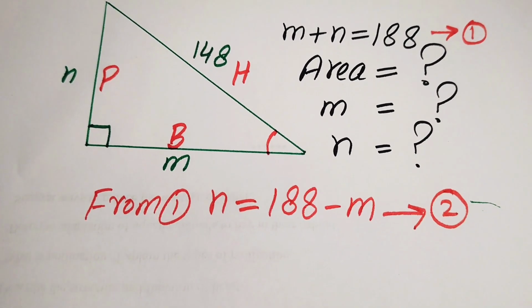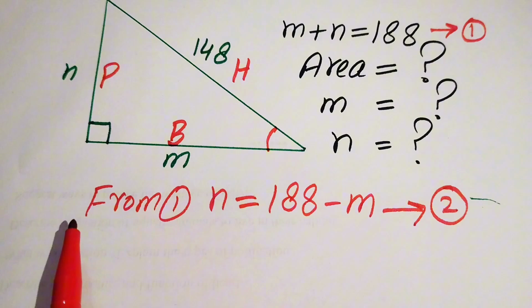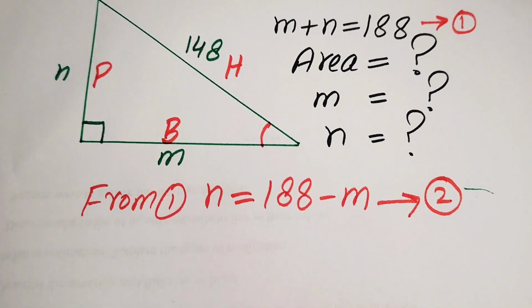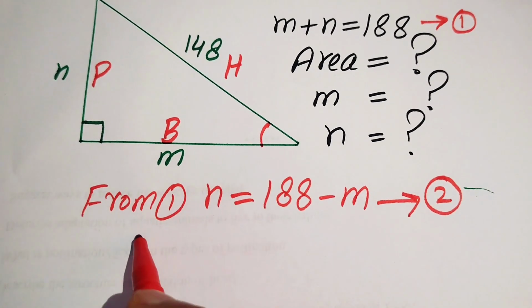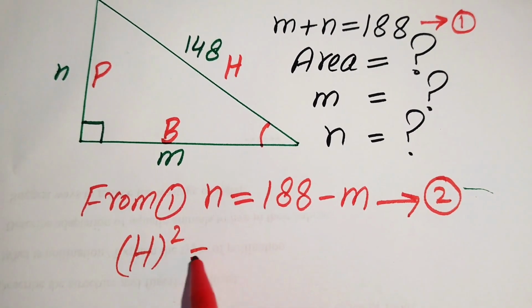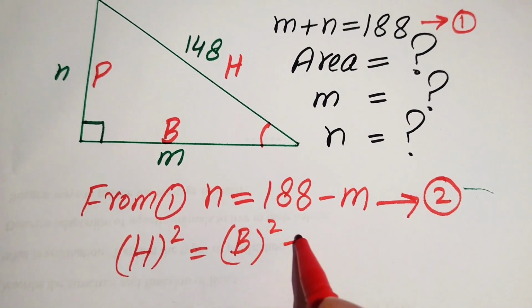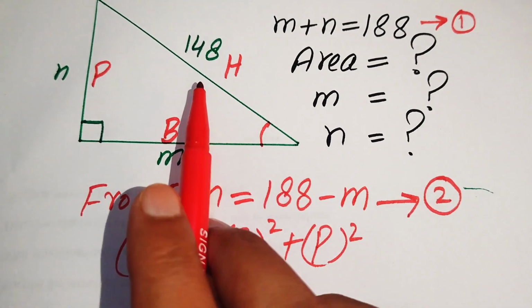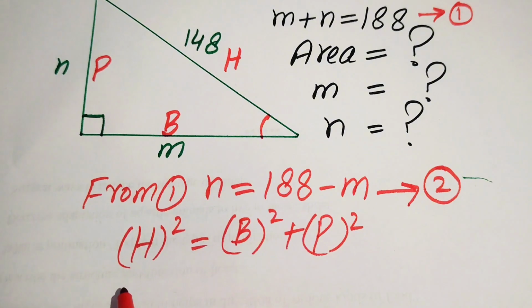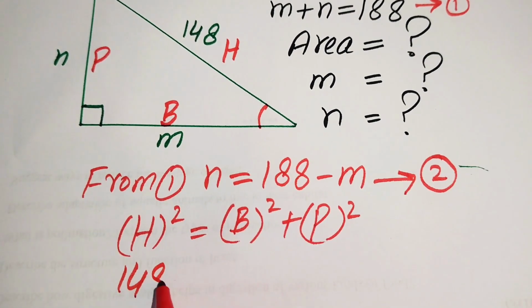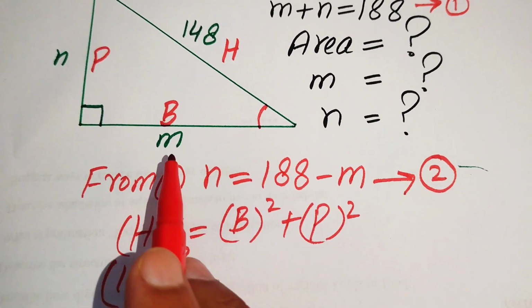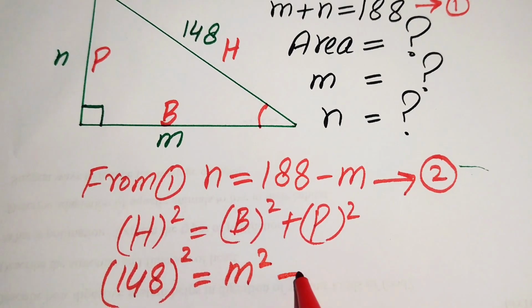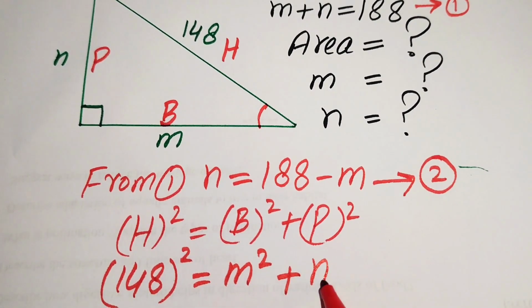After that, we use the Pythagoras theorem. Because this is a right triangle, the Pythagoras theorem holds in it. The Pythagoras theorem states that hypotenuse square equals base square plus perpendicular square. Here we substitute the values of h, b and p. Our h is 148, so it becomes 148 square. Our base is denoted by m, so it becomes m square, and our perpendicular is denoted by n, so it becomes n square.